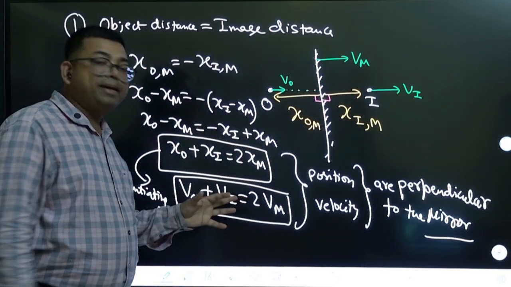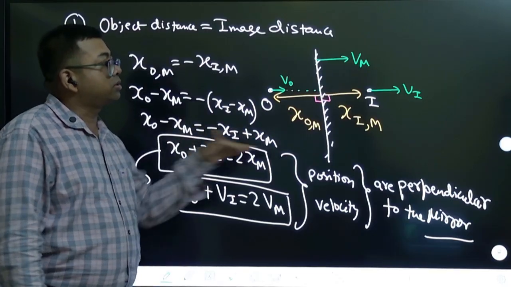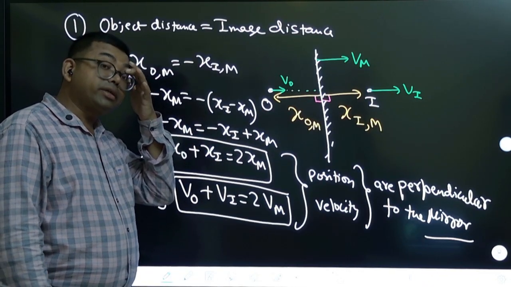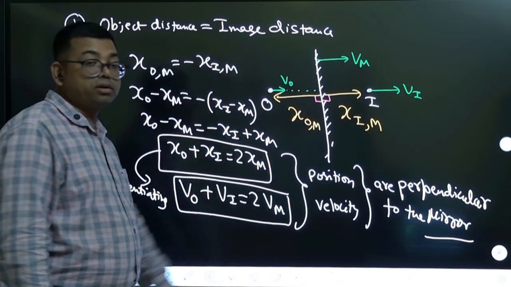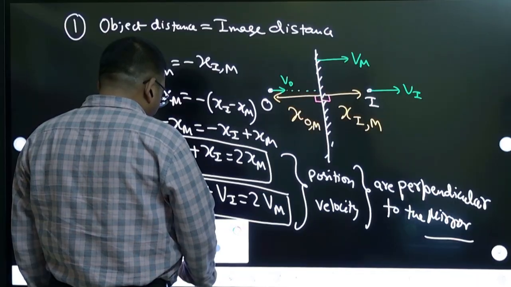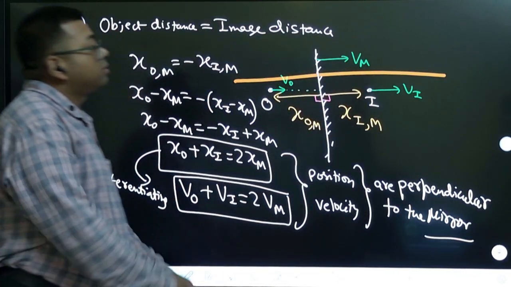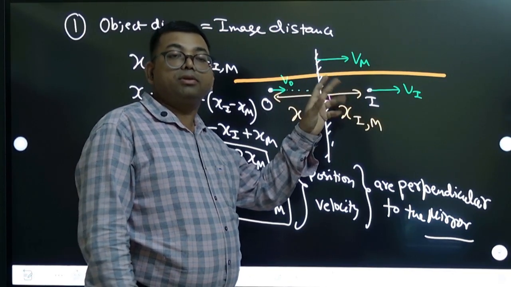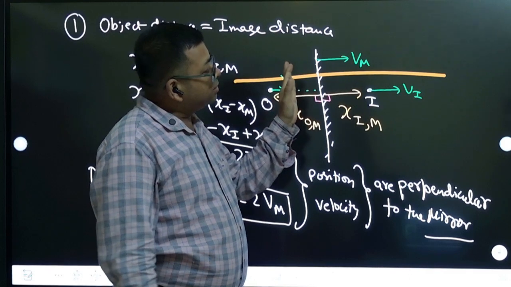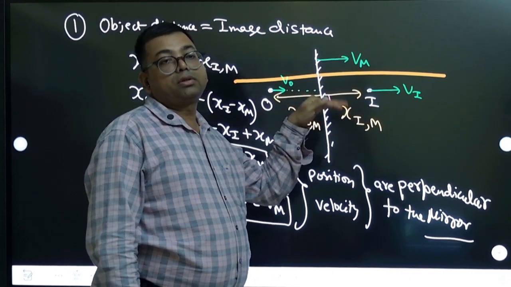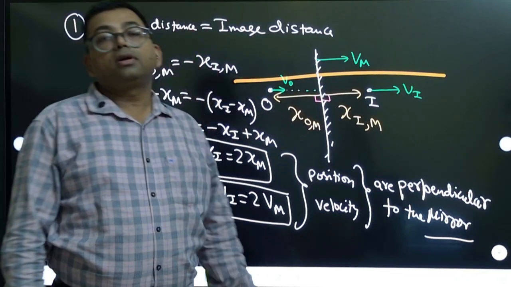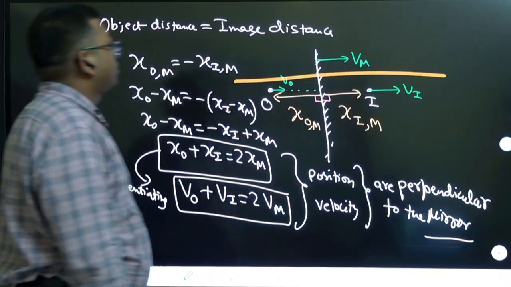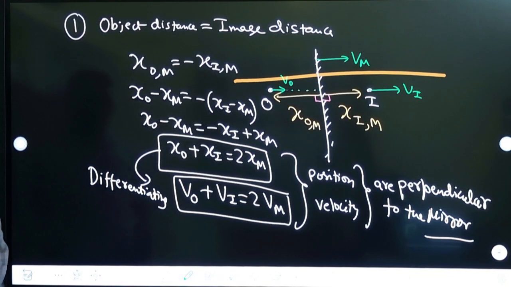All these velocities which I have taken are horizontal. All of them are moving in the perpendicular direction, perpendicular to the mirror, which is this direction. If any other direction is given, you have to resolve it and take only this component. You cannot take any other component. The other component of velocity does not change. Clear? So that's the first important thing.